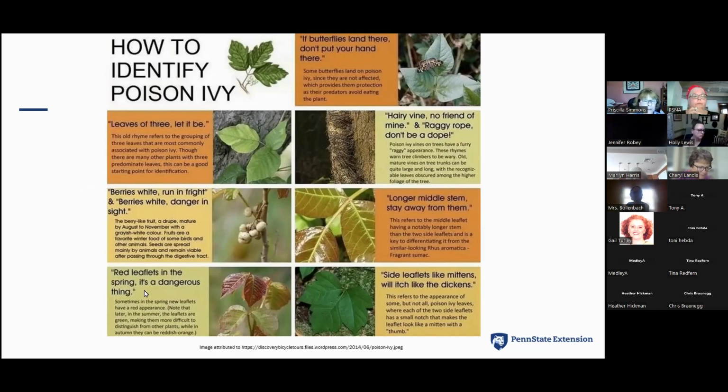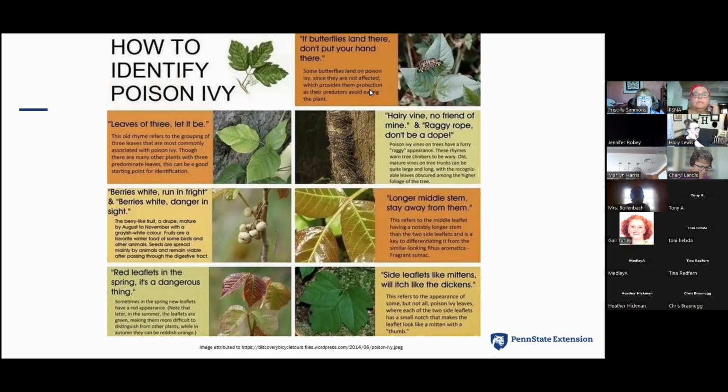Red leaflets in spring, it's a dangerous thing. And that refers to the fact that the leaflets are red when they first emerge. And this would be on a plant that has existed for several years, but also on the seedlings. When the seedlings sprout for the first year, they're tiny little structures with 3 red leaves. And let me also mention that sometimes the stems are a reddish color. The stems of poison ivy are a reddish color.